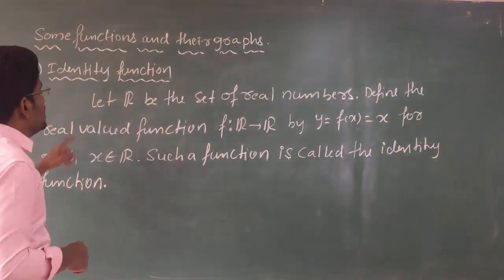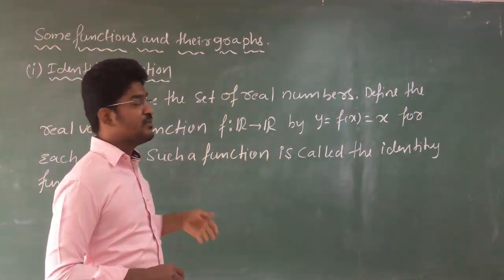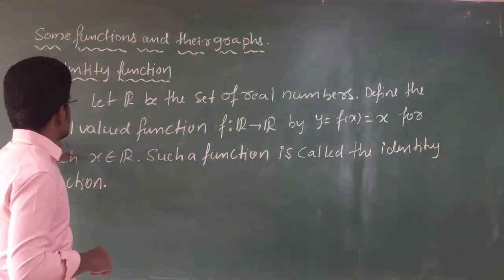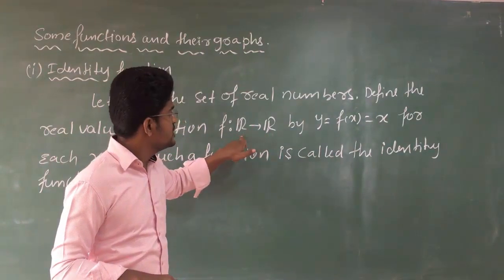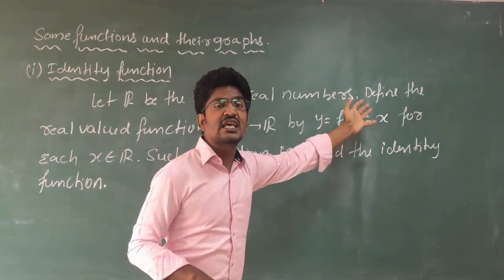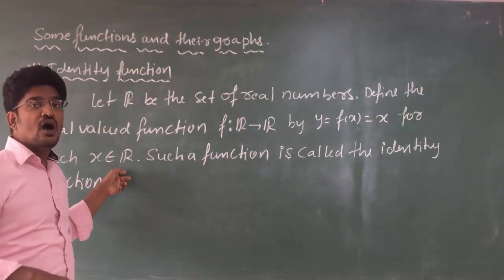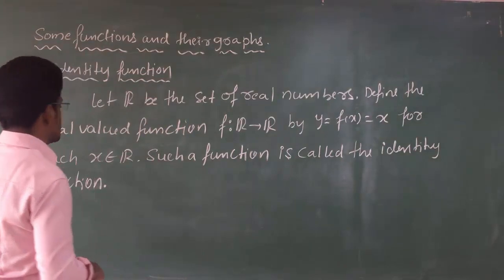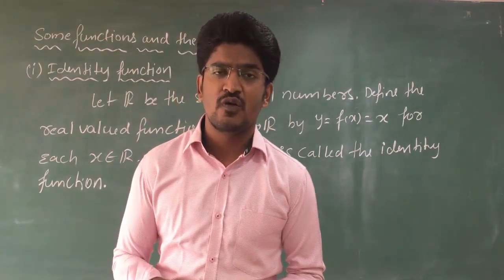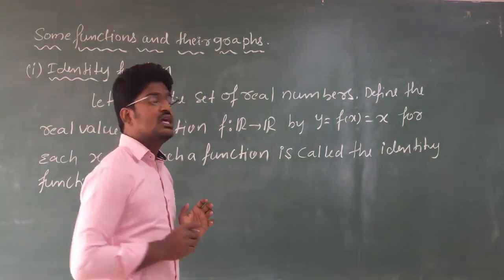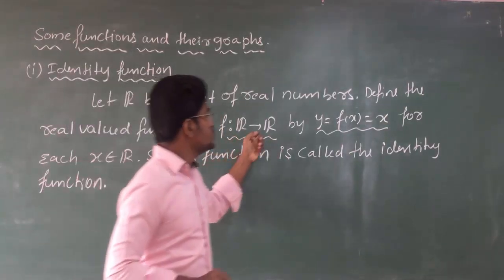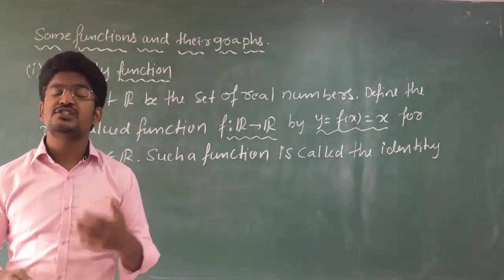See here, let R be the set of real numbers, because this is a real valued function, so that's why they are mentioning let R be the set of real numbers on which this function is going to be defined, that is, the real valued function f from R to R. Domain is also real numbers, codomain is also real numbers. So f from R to R by y equal to f of x equal to x, for each x belongs to R, such a function is called the identity function. By reading these English terms in the mathematical textbook, you will not understand the logic straightforwardly. So the important things are this term and f such that R to R.